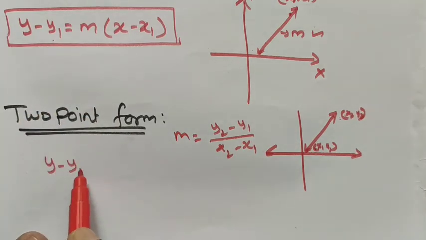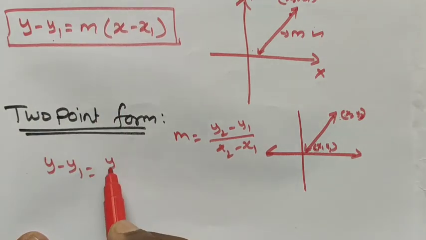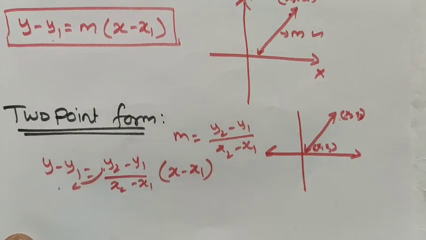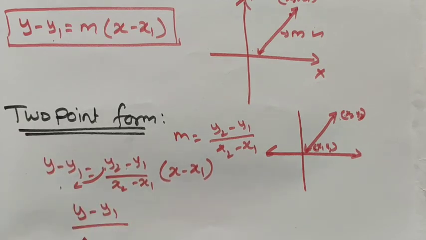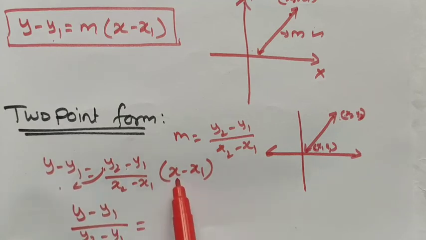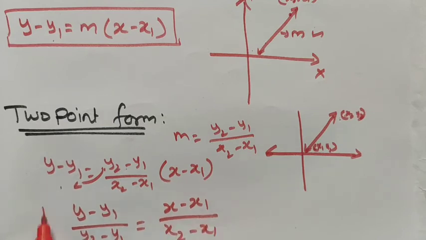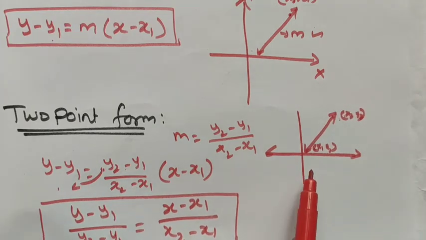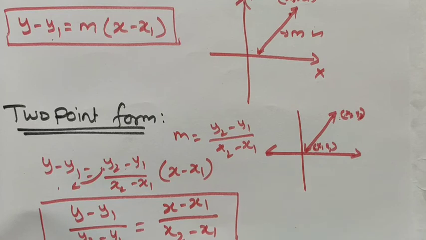Then we get y minus y1 is equal to, in the place of m, I apply the value y2 minus y1 divided by x2 minus x1, into x minus x1. Now I take this term to this side. It is in the numerator side, so when you take it to the other side, it will be the denominator. Y minus y1 divided by y2 minus y1 is equal to x minus x1 in the numerator, and the denominator is x2 minus x1. So when 2 points are given, the equation of the straight line is y minus y1 divided by y2 minus y1 is equal to x minus x1 divided by x2 minus x1.